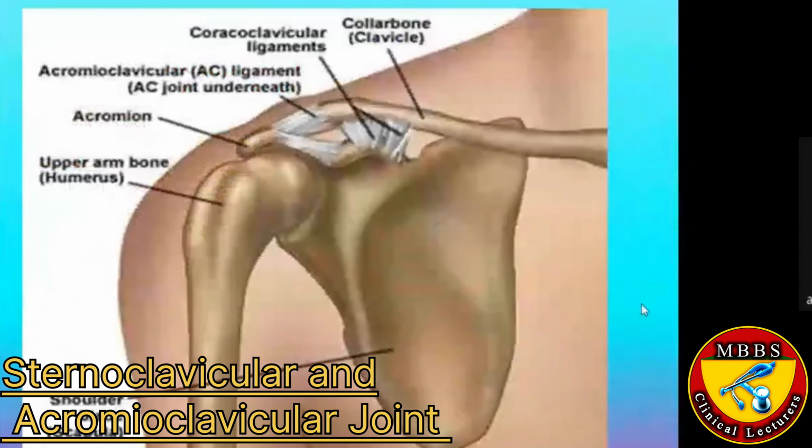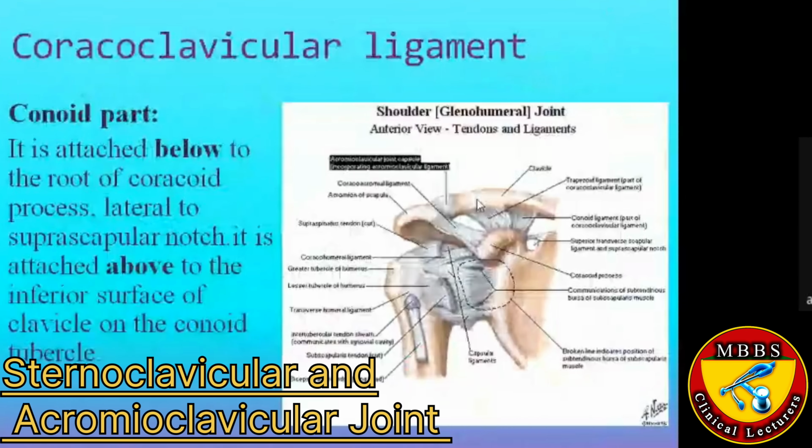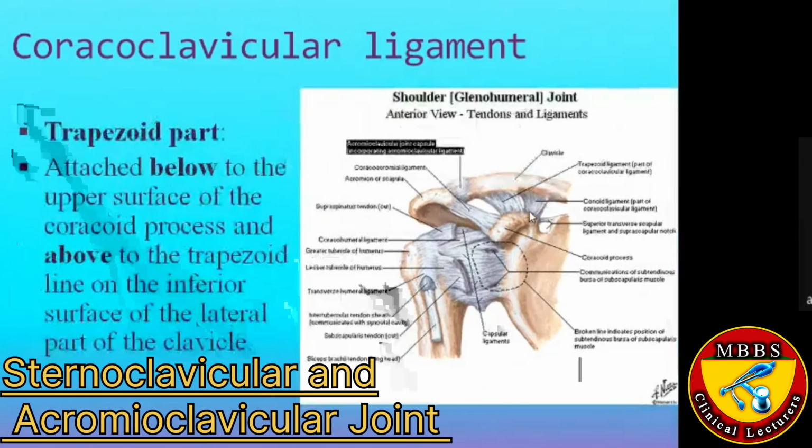If you look over here, these are the coracoclavicular ligament with two parts, that is the lateral trapezoid and the medial conoid part of the coracoclavicular ligament. This is more clear. Then we talk about the different parts of the coracoclavicular ligament. The conoid part is attached below to the root of the coracoid process, lateral to the suprascapular notch, and above it is attached to the inferior surface of the clavicle on the conoid tubercle.